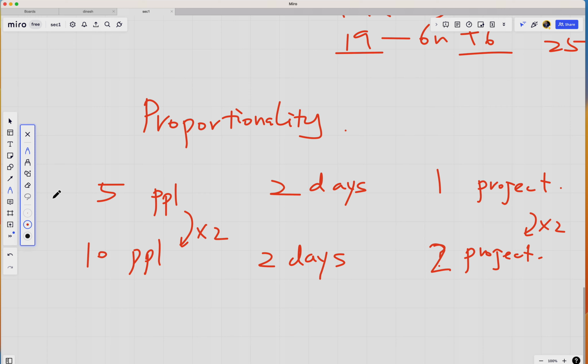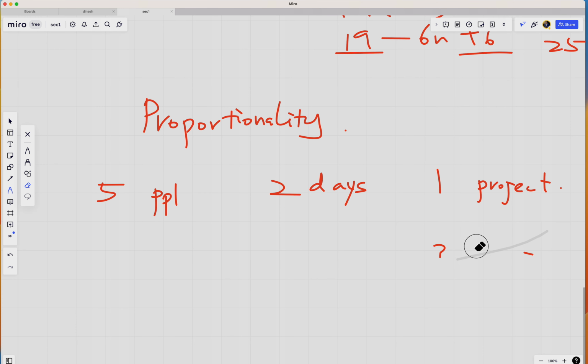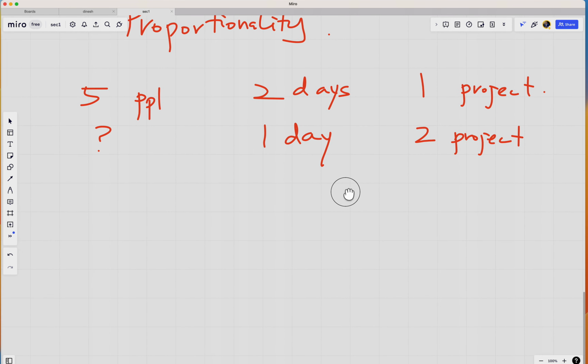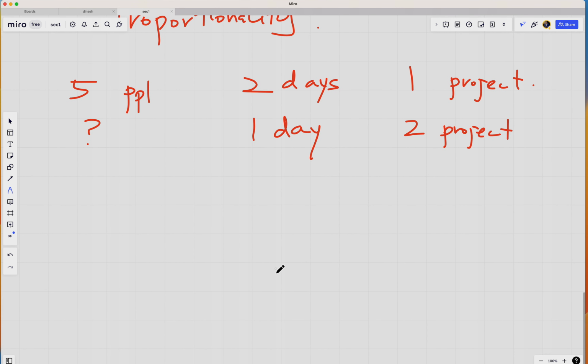But of course life is not so simple. They don't give you something so straightforward. They probably give you 1 day, then they give you 2 projects, then they ask you how many people you need. So in this question, you can see that the time is different and the project is also different, so it's hard to do.